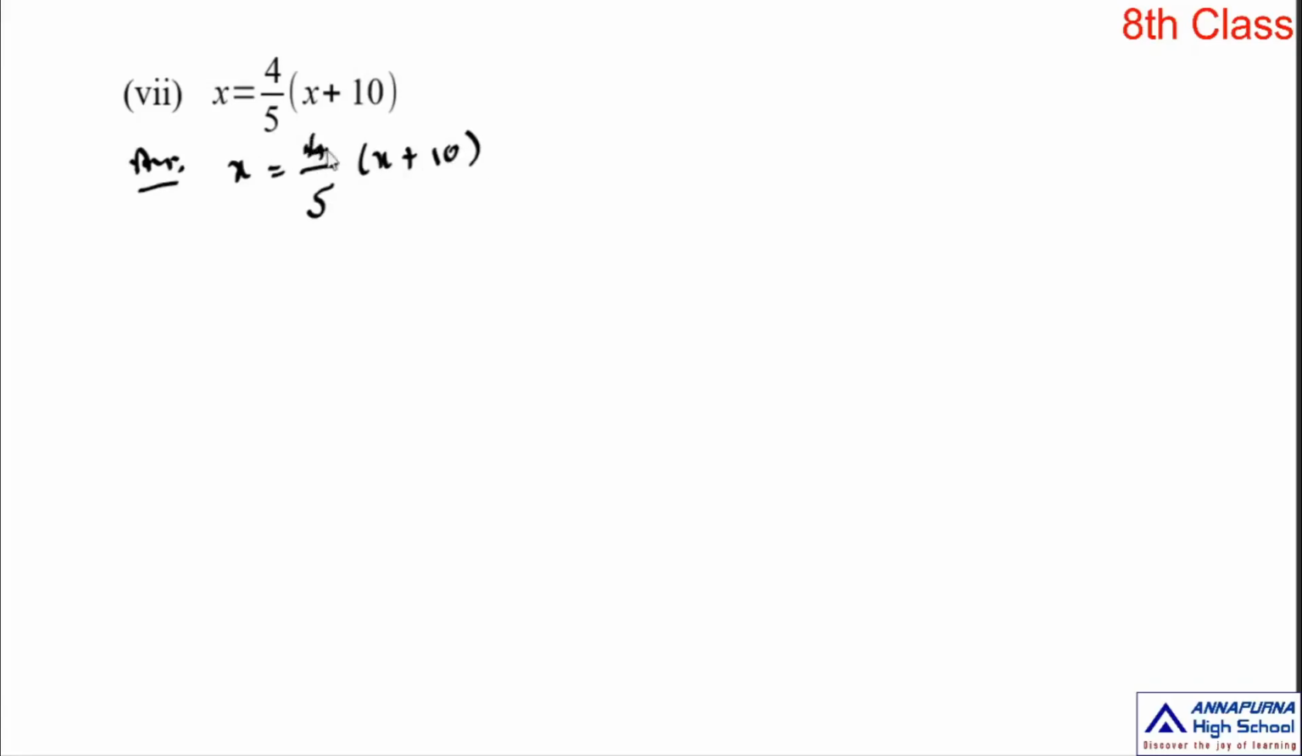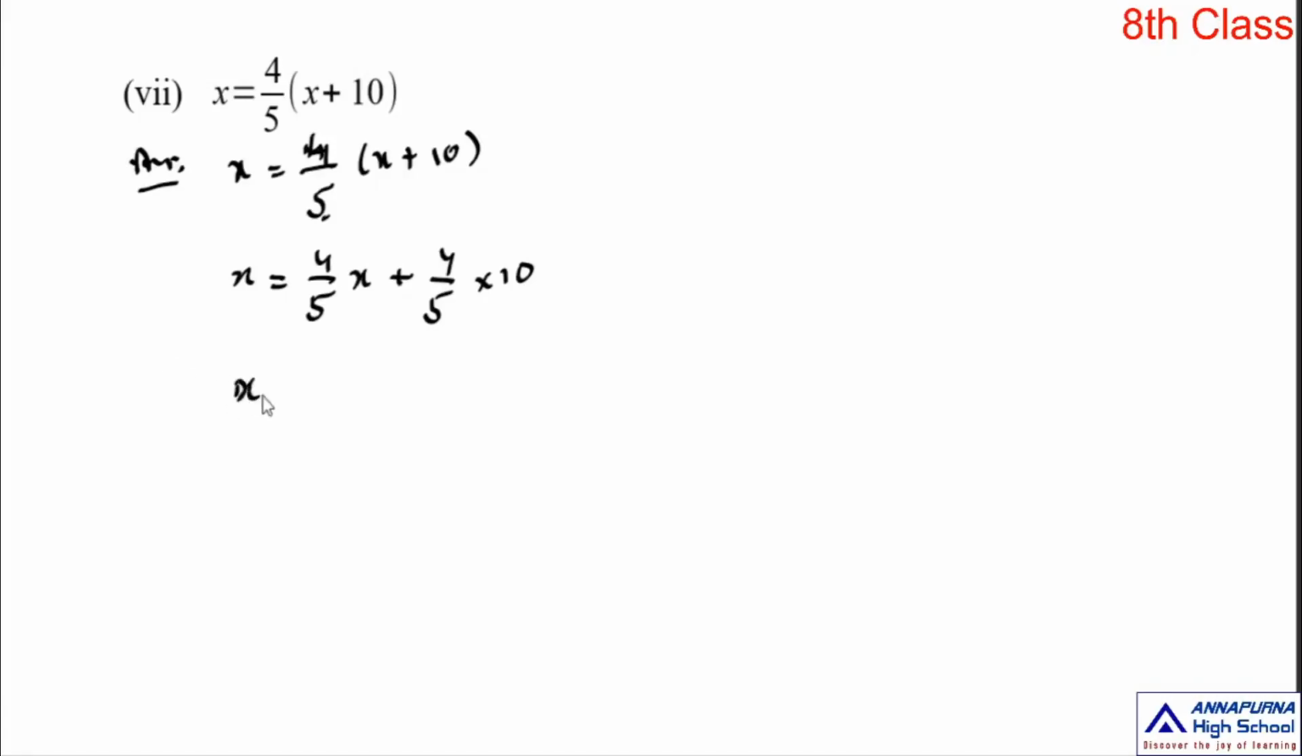So this is the given equation. First simplify the right side part. Why? Because on the right side you have a bracket, so first you simplify that. So x is equal to 4 by 5 into x, it is equal to 4 by 5x plus 4 by 5 into 10. That means indirectly here we are applying the distributive property: a into (b plus c) is equal to a into b plus a into c.